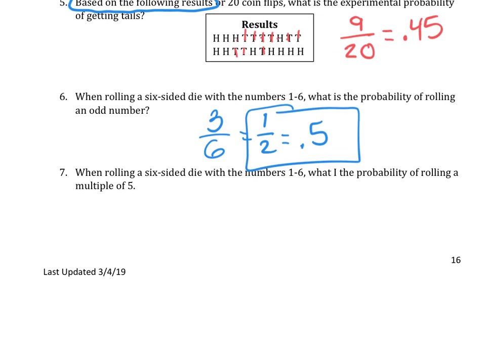Number 7, rolling a 6-sided die with the numbers 1 through 6. What is the probability of rolling a multiple of 5? So multiples are the answers you get when you multiply that number by something. So like 5 times 1 is 5, so 5 is a multiple. 5 times 2 is 10, so 10 is a multiple. 5 times 3 is 15, so 15 is a multiple, and etc. These are multiples. So when we're dealing with a die, though, we have 6 possible outcomes, and only one of them is a multiple of 5, because the die only goes up to 6, and the next multiple is 10. So it'd just be 1 over 6.